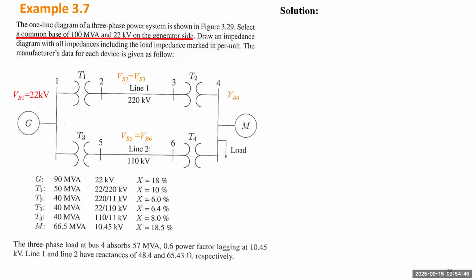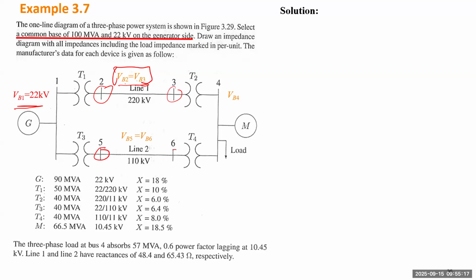Okay, so let's define those notations. VB1, VB2 to VB4, and VB6 just define different voltage base values. VB1 is for the generator, and VB2, VB3 are mainly for substation number 2 and substation number 3. Because they're connected by the same transmission line at the same voltage, we know VB2 is basically the same as VB3.